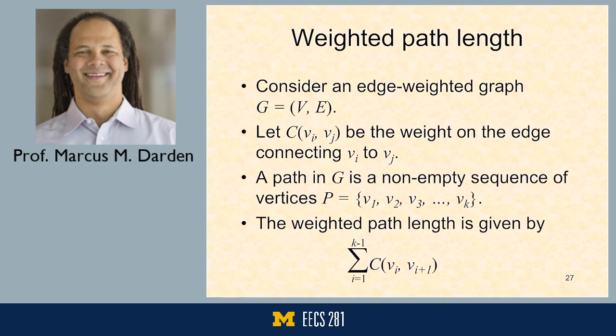So what is a weighted path length? Here's our definition. Given some edge-weighted graph, G, with a set of vertices and edges, V and E, I've got some function, or some lookup, where I can see the weight of the edge connecting some vertex to some other vertex. We'll call that C of V sub i and V sub j, the weight of those connecting edges. A path is some non-empty sequence of vertices that goes from vertex 1 to vertex 2 to vertex 3, all the way up to the kth vertex. The weighted path length is just the sum of all of those k minus 1 edges, really. There's k vertices, there's k minus 1 edges. The sum of those k minus 1 edges, and we'll use that C function to get that value. So that's my weighted path definition.